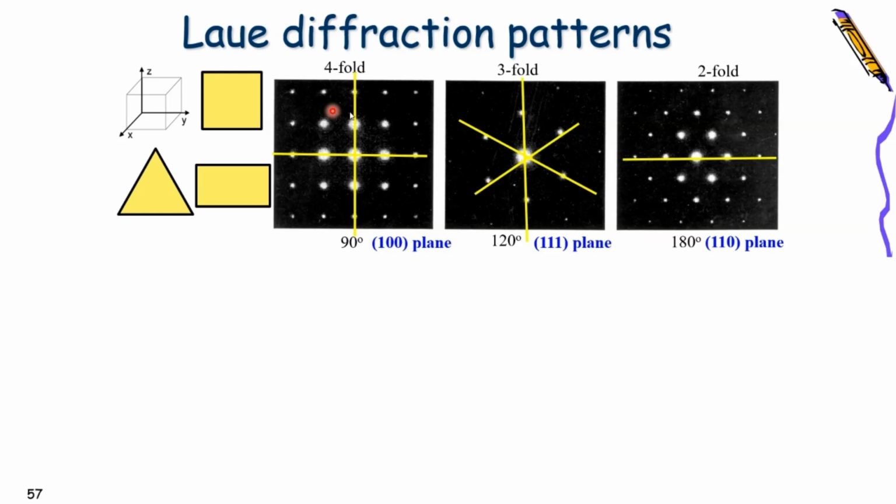Okay, but at this moment, you still don't know what this material is. You just know this is the 100 plane. You don't know whether this metal is gold, silver, or platinum. You don't know. In order to find this out, you need to do the calculation of the distance between these points.